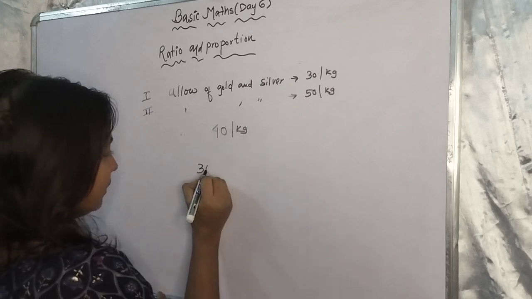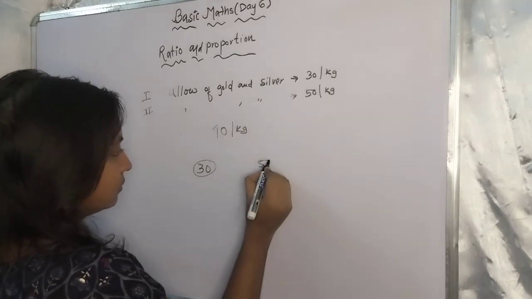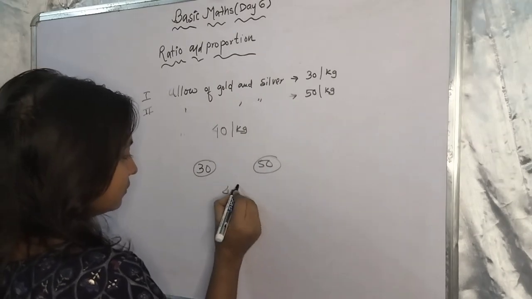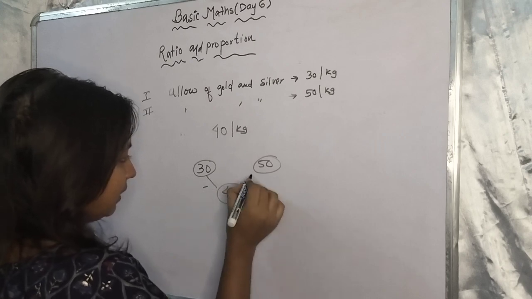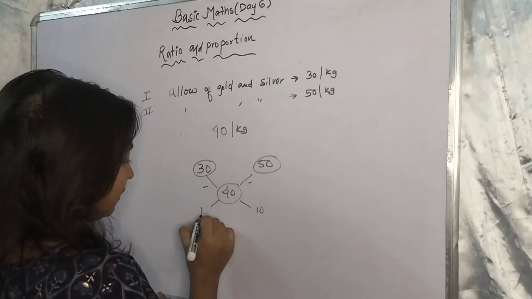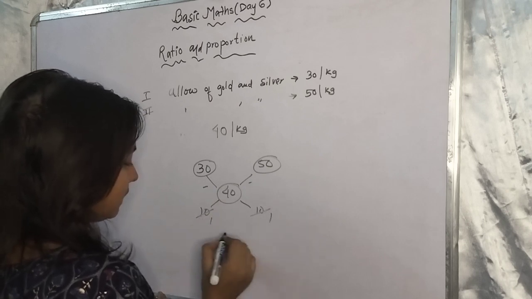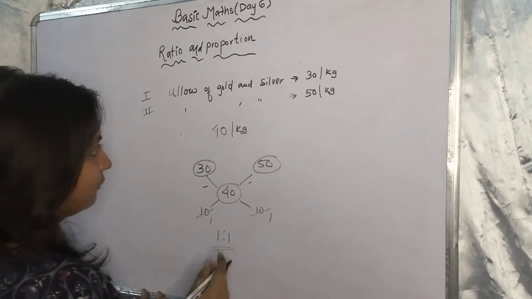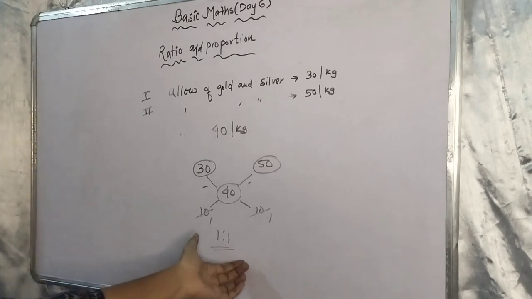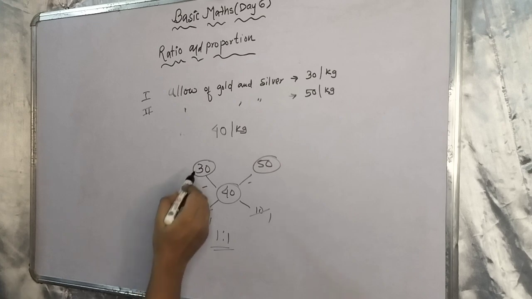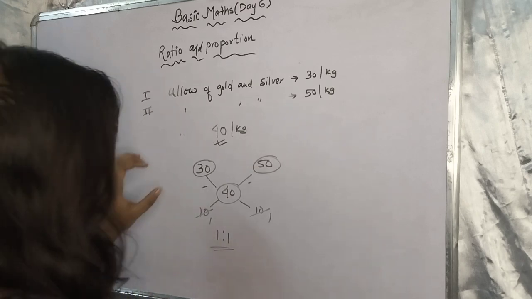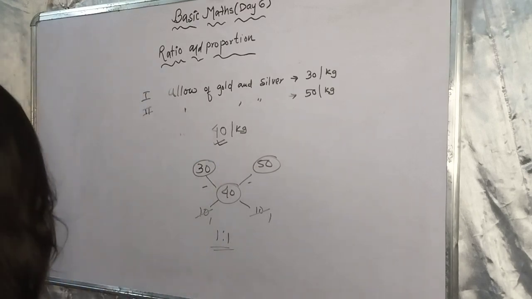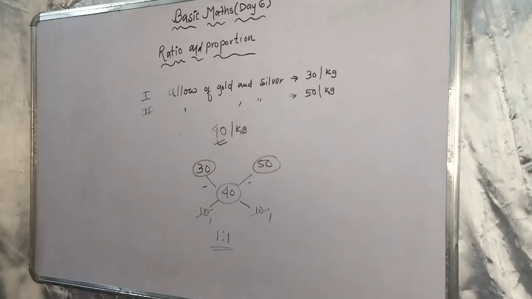So now we will use this alligation rule. Here, when we subtract crosswise, we will get 10 here, 10 ones are 10, 10 ones are 10. So 1 is to 1. So when we mix in this 1 is to 1 ratio, we can sell it at 40 per kg. There are plenty of questions related to this mixture. So here we will use the rule of alligation and we can solve this type of question.